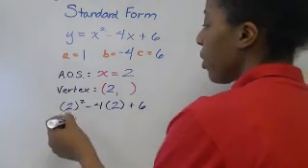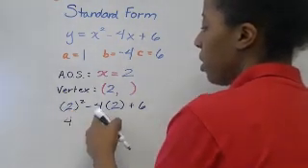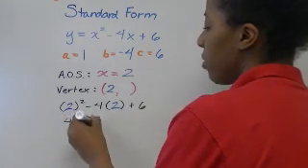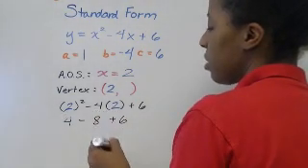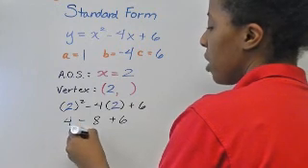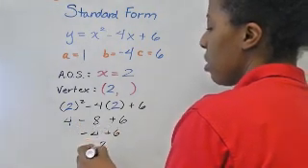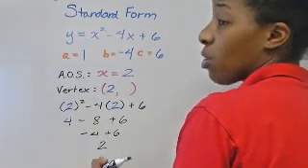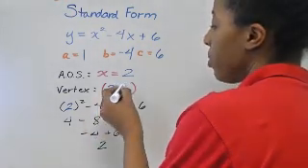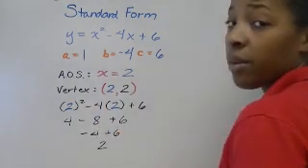So let's see, 2 squared is 4. Negative 4 times 2 is negative 8. I'm going to bring down my 6. 4 minus 8 is negative 4 plus 6. And negative 4 plus 6 is positive 2. So that's our y value down here at the bottom, which means our vertex is 2, comma 2.